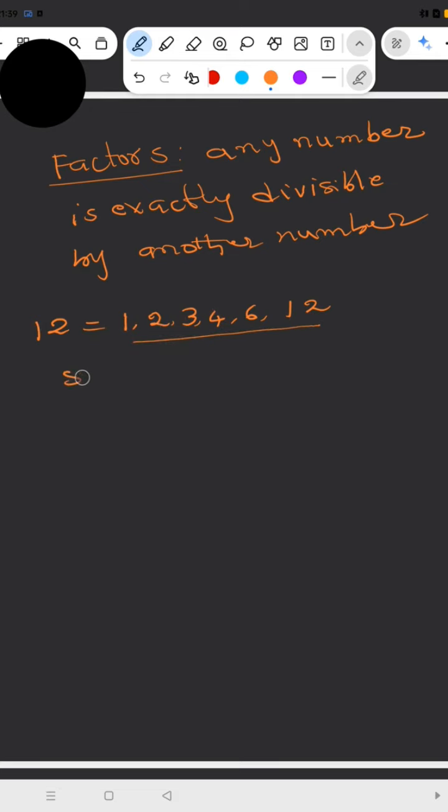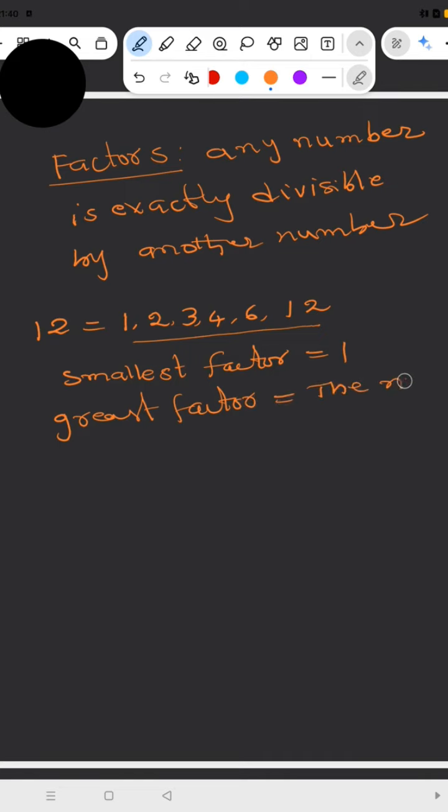Here the smallest factor is 1. For all numbers, the smallest factor is 1 only. 1 is a factor for all numbers. Then the greatest factor is the number itself.